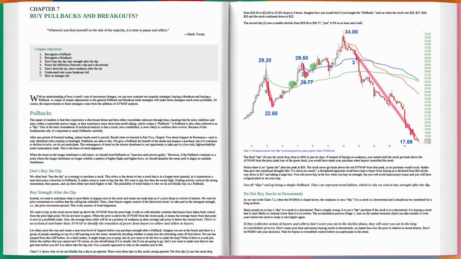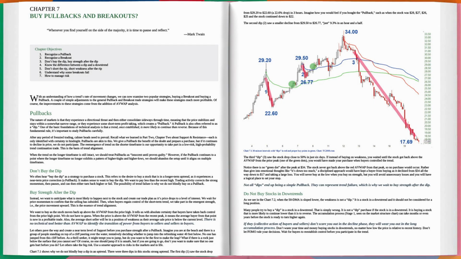Do not buy stocks in downtrends. As we see in chart 7.2, when the 50 DMA is sloped lower, the weakness is not a dip. It is a stock in a downtrend, and it should not be considered for a long position. Many people try to buy a dip in a stock in a downtrend. That is simply wrong.